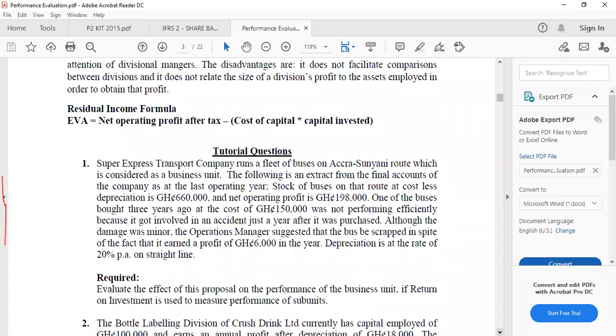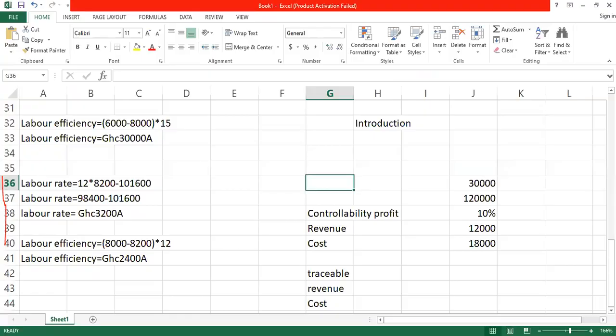So what we do is that we calculate the return on investment when the asset was there, then we do it after the asset is not there. Then we know the effect. That is how we do it. Whenever they give you that calculate the effect, you do it before, when you are not carrying out the proposal. What was the return on investment? What was the performance? And after carrying it out, what is the performance now? Then you look at the two and see whether they should scrap it off or they should not scrap it off. All right. So let's move on to the first side.